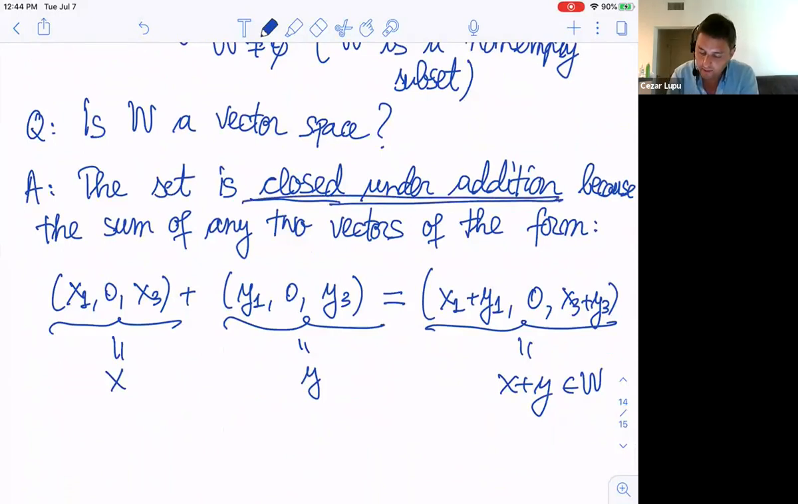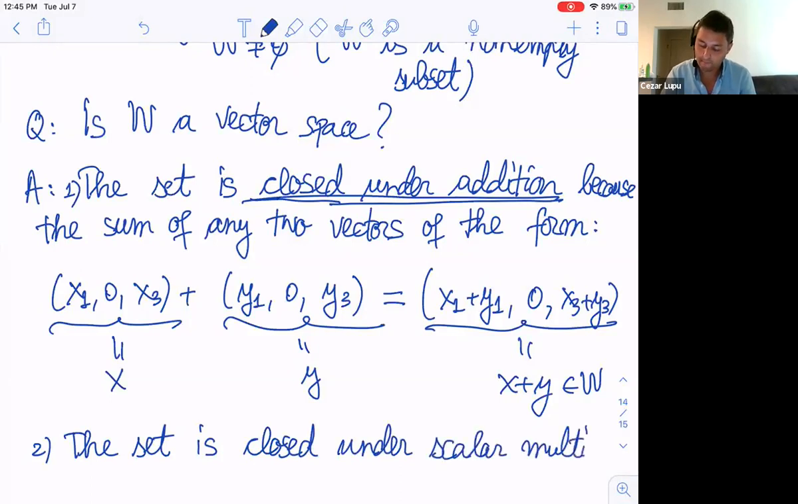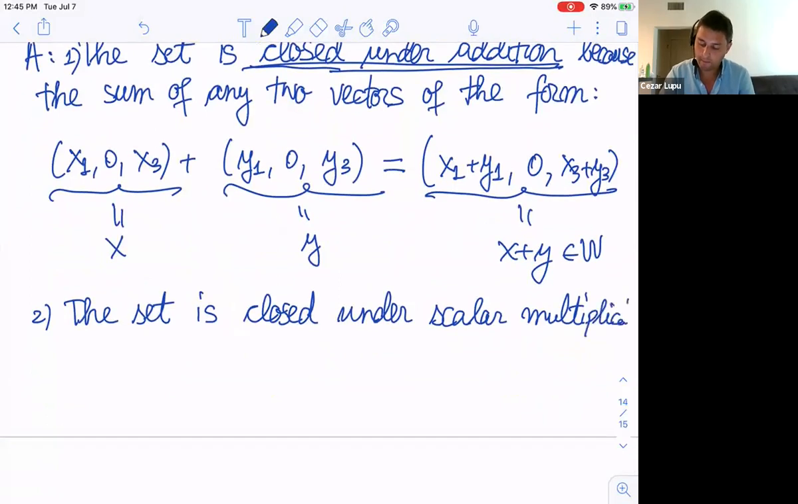This is very important. And now I want to check another thing. This is the first part, and the second part: I would like to see if this set is closed under scalar multiplication.